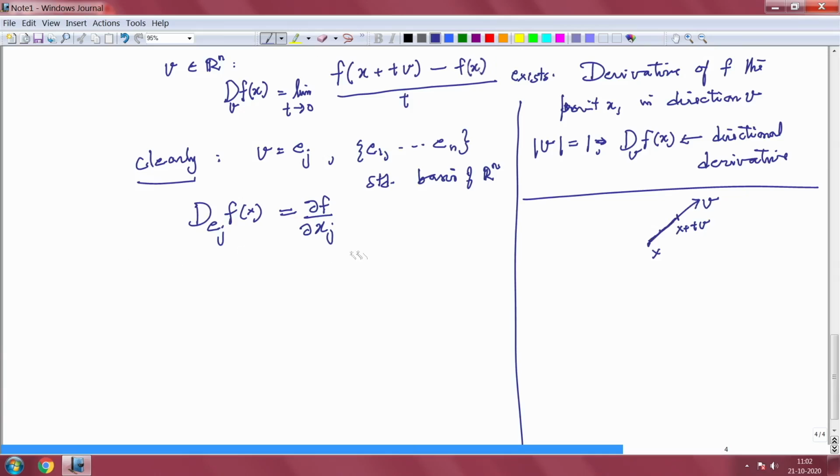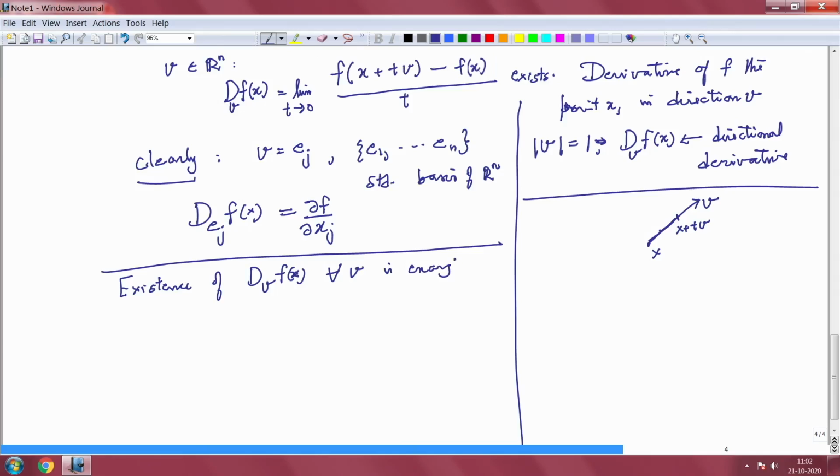I do not want to elaborate and start giving examples, because I do not have time for all that. What I want to tell you here is that the existence of the derivative D_v f at x for all v is enough for our analysis.